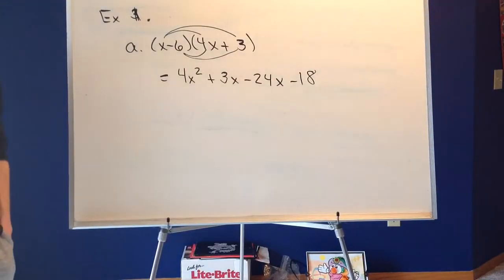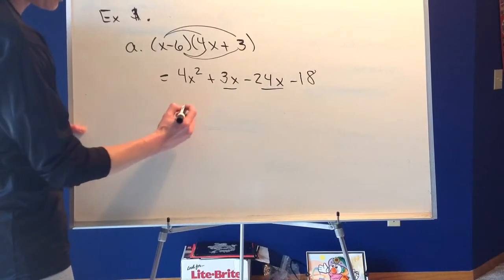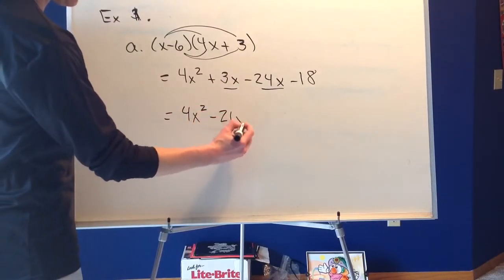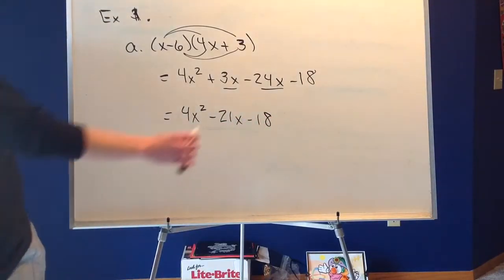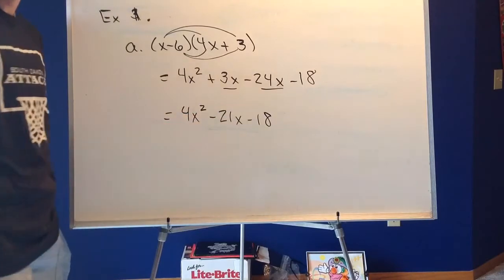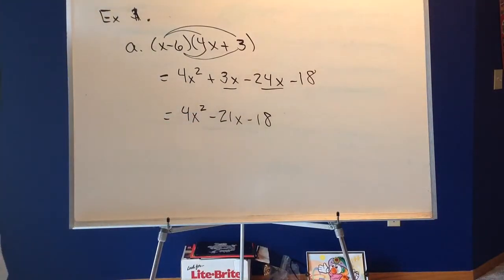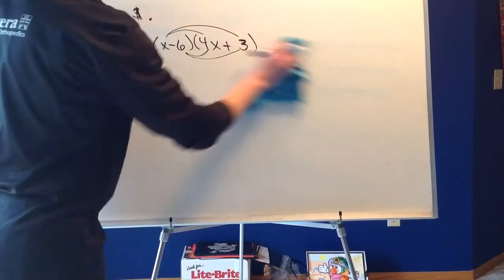Then you want to look for any like terms that you could combine together. The two in the middle are like terms. So we will end up with 4x squared minus 21x minus 18 as our final answer. Remember, when you're adding and subtracting, do not combine things if they do not have the same exponent and the same base. Okay? Look at another one here.